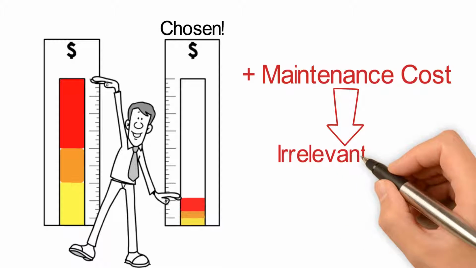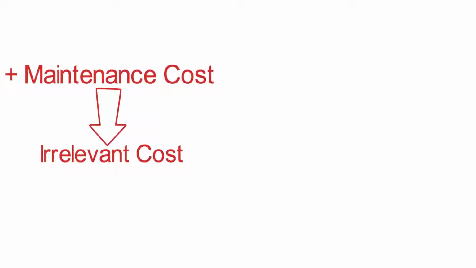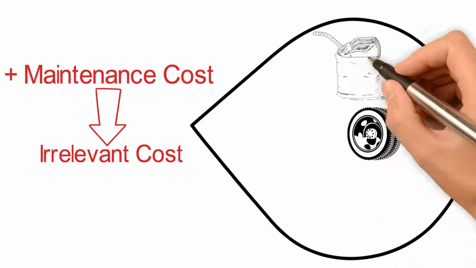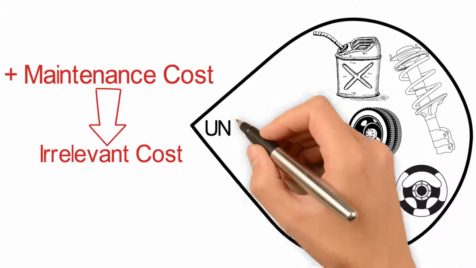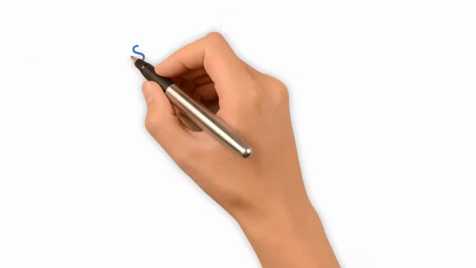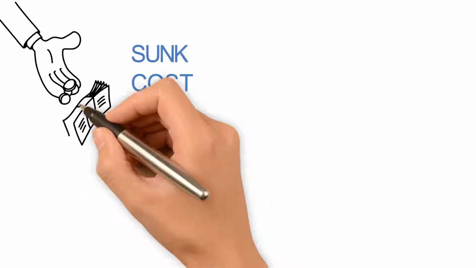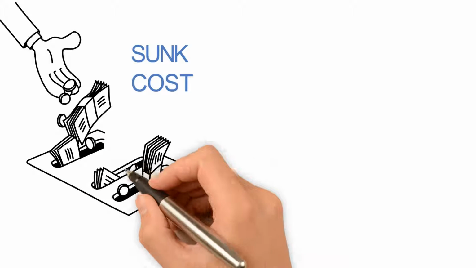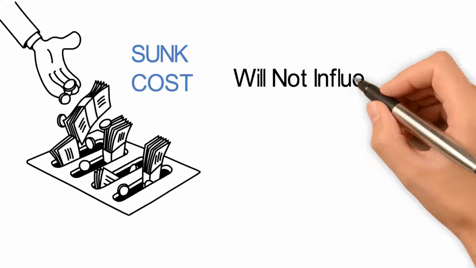Maintenance costs would be required no matter the status of the car. This type of cost, irrelevant cost, is unavoidable. Similarly, sunk cost is referred to as an irrelevant cost. A sunk cost is a cost that cannot be recovered or changed. It is independent of any future costs.